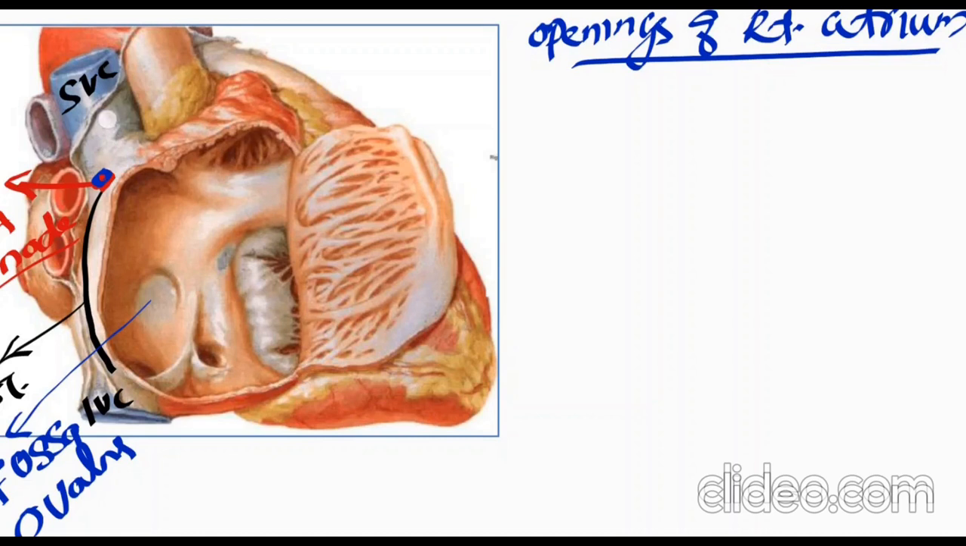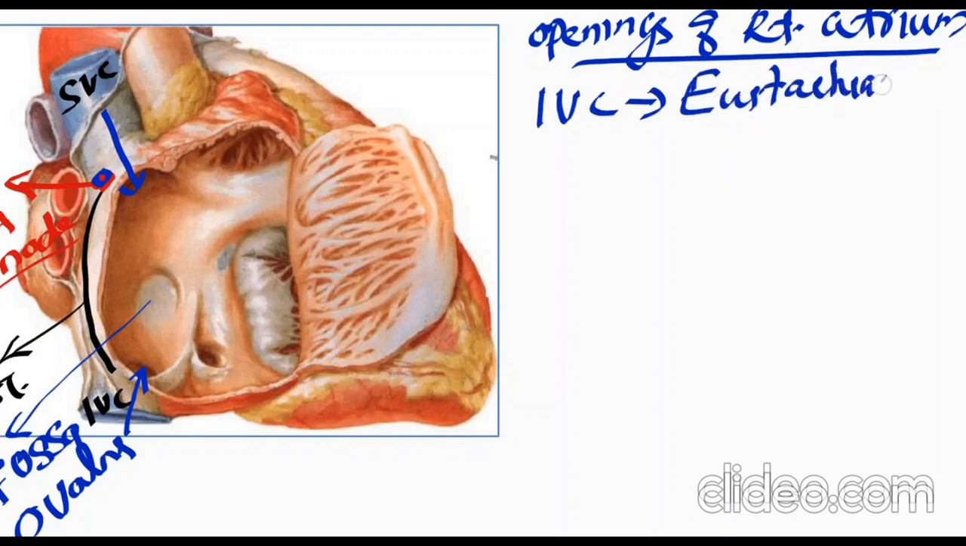You can see the superior vena cava opens at the upper end. Then we have the inferior vena cava opening at the lower end. Remember, the opening of the inferior vena cava is guarded by a valve. That valve is known as the Eustachian valve. Remember this one, Eustachian valve. What is the function of this Eustachian valve?